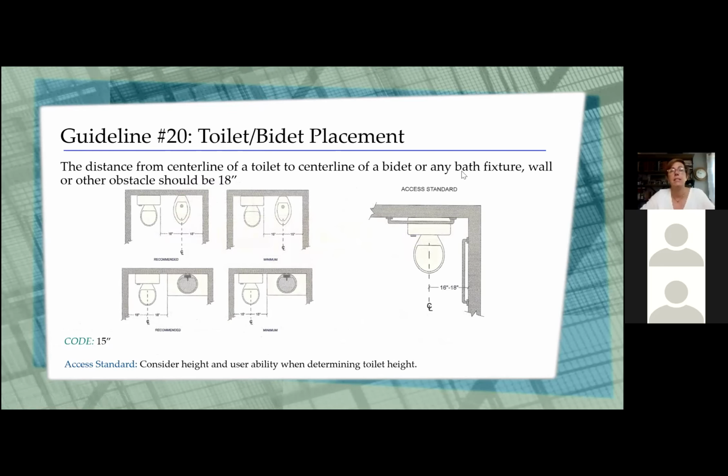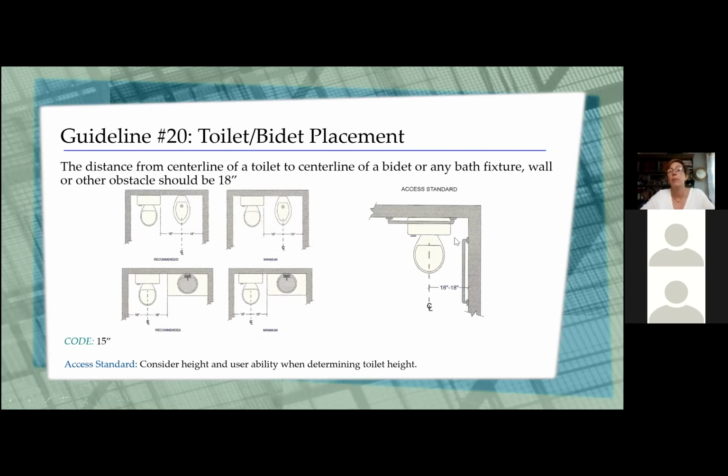Toilet and bidet placement. All right, so the distance from the center line of a toilet to the center line of a bidet or any bath fixture or other wall or other obstacle should be 18 inches. So when we do a toilet, a lot of times it's 15 inches to the center of the toilet and 15 inches to the vanity next to it. Very common layout here. If we're going to do a bidet next to it, we want to make sure that we've got a little bit more room from center line to center line, okay?